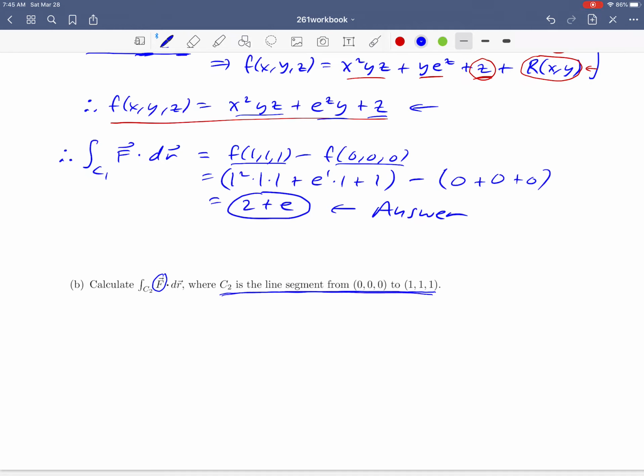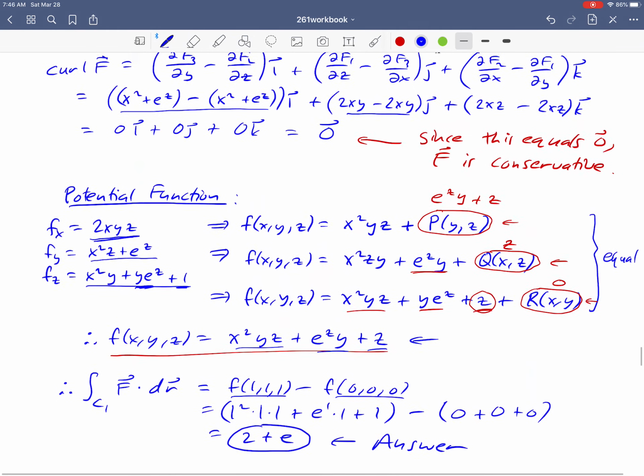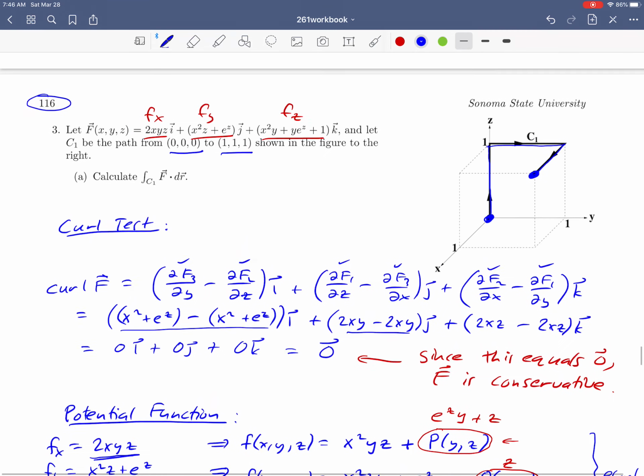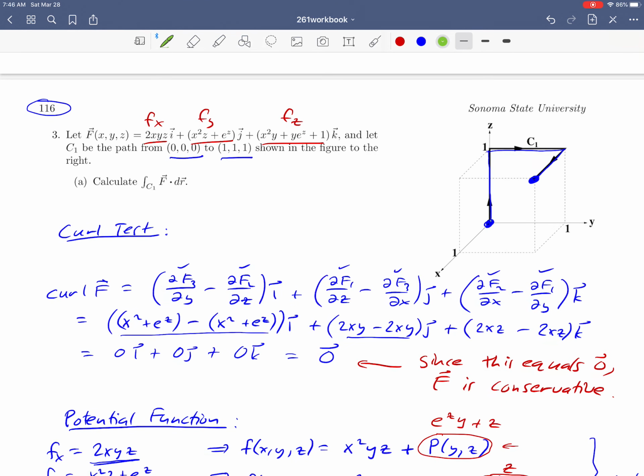Okay, welcome back. So let's talk about part B here. Again, we're integrating the same vector field that we were given in the problem, but we're integrating along a different path. Let's scroll up and draw that path in. So C2 starts here at the origin and winds up at 1, 1, 1, and it's a single line segment, so it would actually look like this.